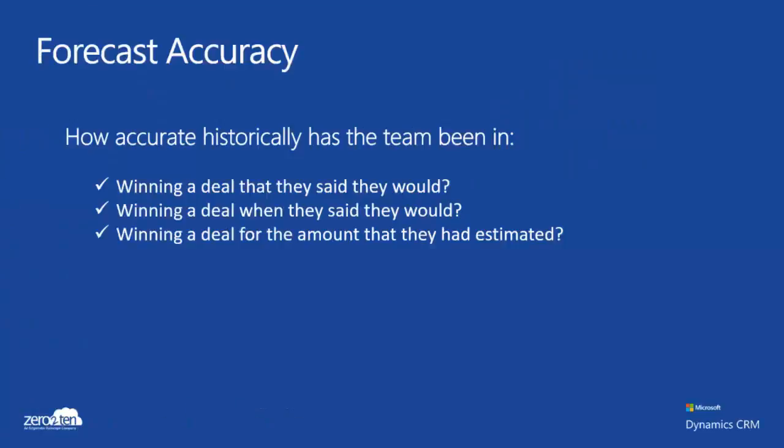We created the forecast accuracy solution to primarily answer these three questions. Based on the pipeline, or looking at an individual deal that a sales rep is actually forecasting, how likely are they to win this deal? How likely are they to win this deal in the time frame they say they're going to win it? And lastly, how likely are they to win it for that amount that they're predicting or forecasting they're going to win it for? The forecast accuracy solution starts to track all this information and evidence historically to give you insight in terms of your sales team's ability to accurately forecast their deals.